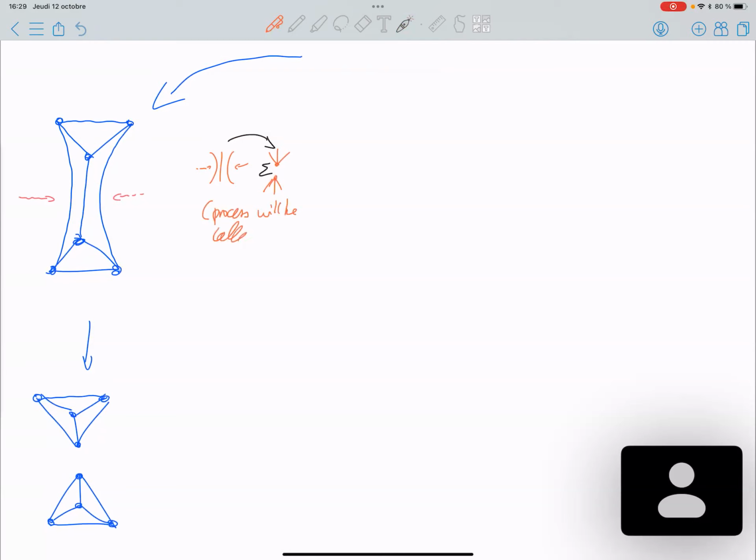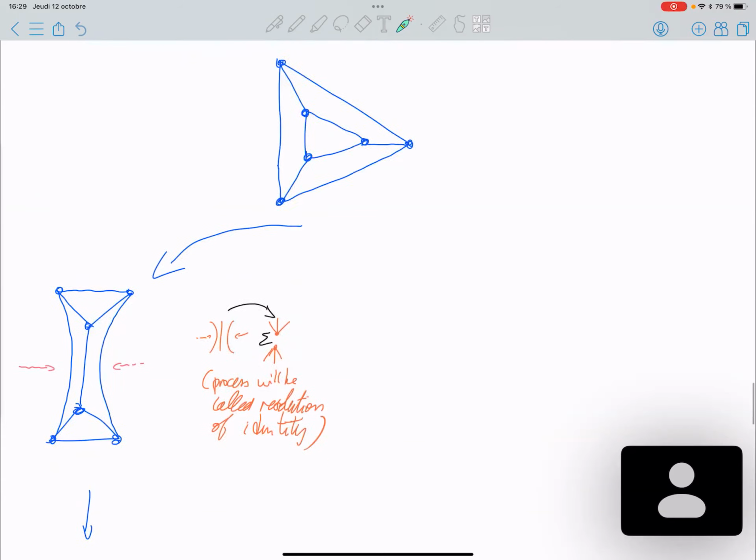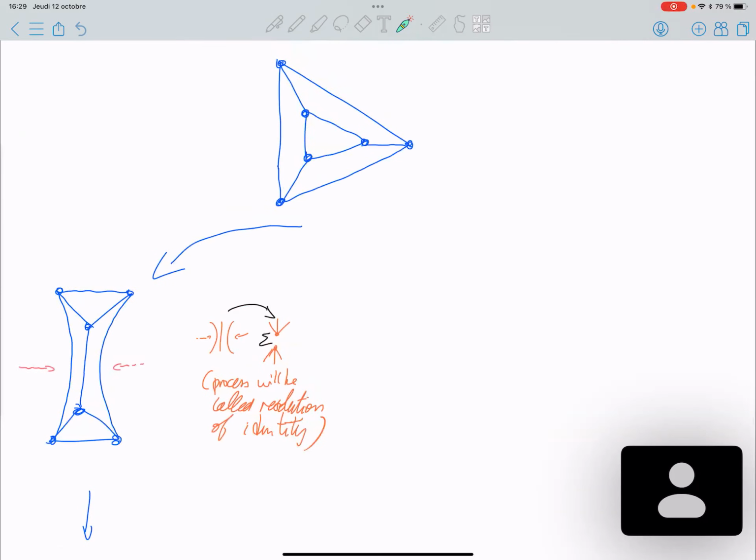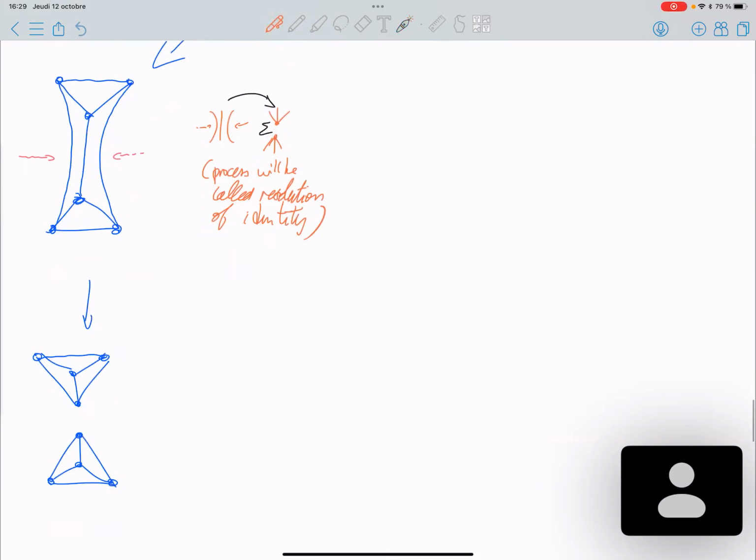We'll call it resolution of identity. Because in fact, this part can be seen as identity, and you can reformulate it as a sum of something else. Okay, so we get the left-hand side of the equation. We were able to evaluate the triangular prism with two tetrahedrons. In fact, a sum of a product of two tetrahedrons.